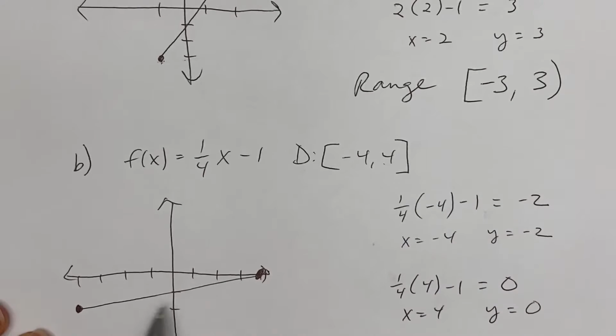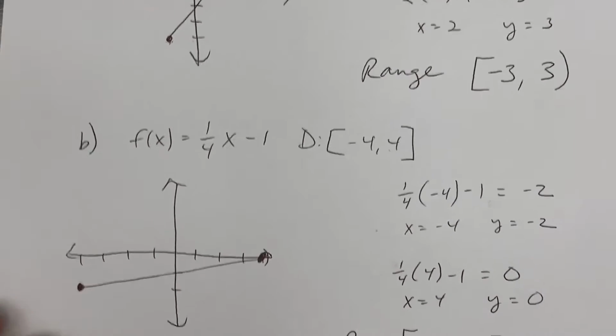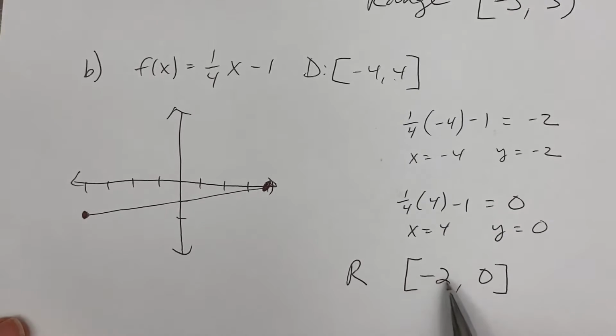So the lowest y value here is, or the lowest point is here. The y value is at -2. And then the highest y value would be the y value here. It's the highest point on the graph, and that y value is 0. Square brackets, because those are both closed circles. So, oh, sorry, you couldn't see that. -2 to 0.